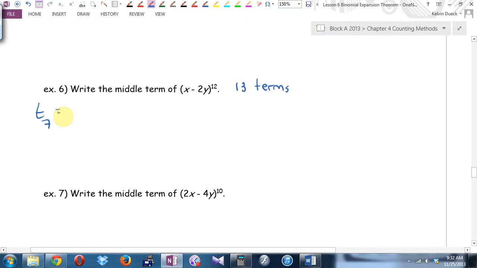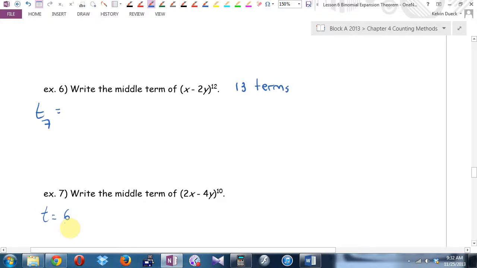Hey, by the way, look at example 7. How many terms are there in example 7? 11. What's the middle term number then? Term number? Okay, example 7 is saying find term 6. Example 6 is saying the middle term, find term 7. You see how we can find the middle term?